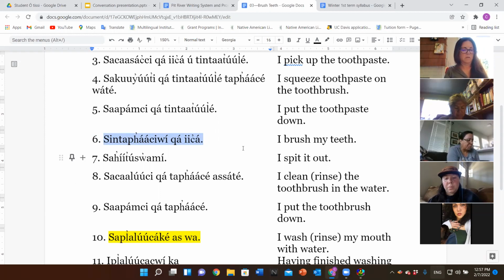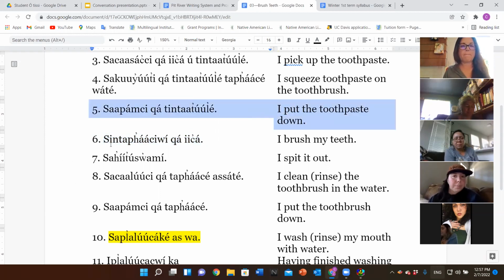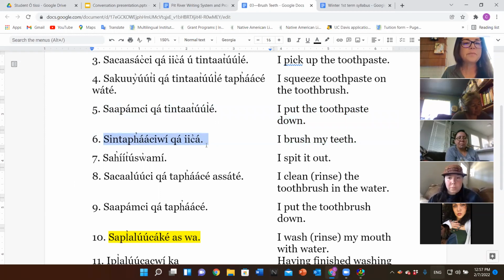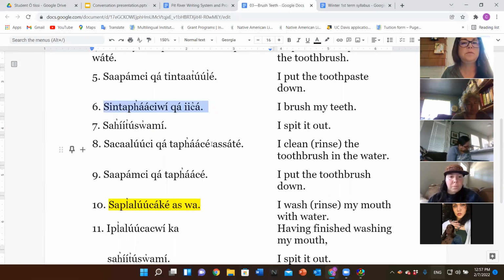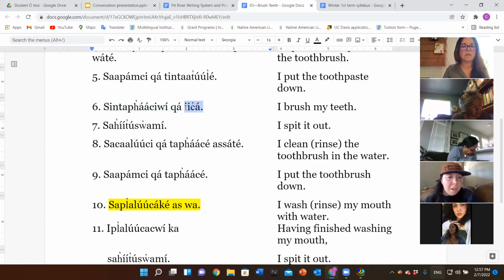Okay, so yeah, I put down the toothpaste, and then next I brush my teeth. So sinda hajui. That's like I'm brushing it around. Sinda hajui ga ija. Right? Ija is teeth. Sindap hajui ga ija. Lisa, sindap hajui ga ija.